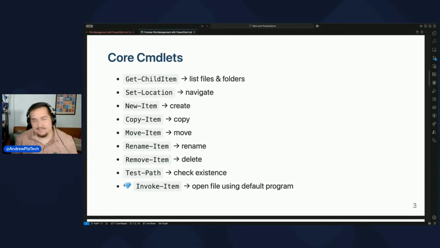Invoke-Item. It emulates a double click, basically. So you find the file that you want to open, then you can take it outside of just whatever's running in PowerShell and interact with it in the default program. Could be VS Code, could be Chrome, could be whatever your default is on your OS.